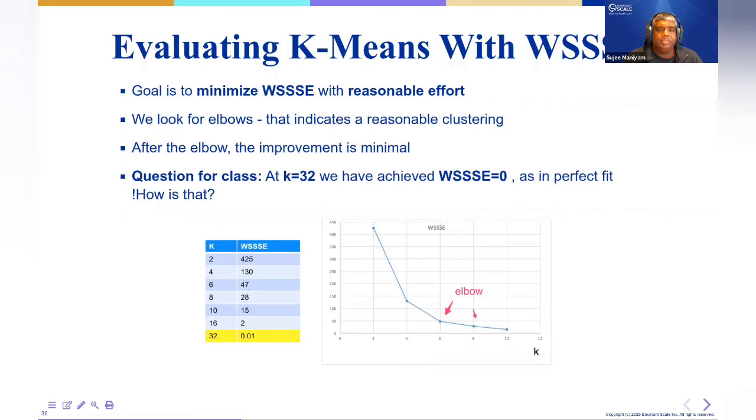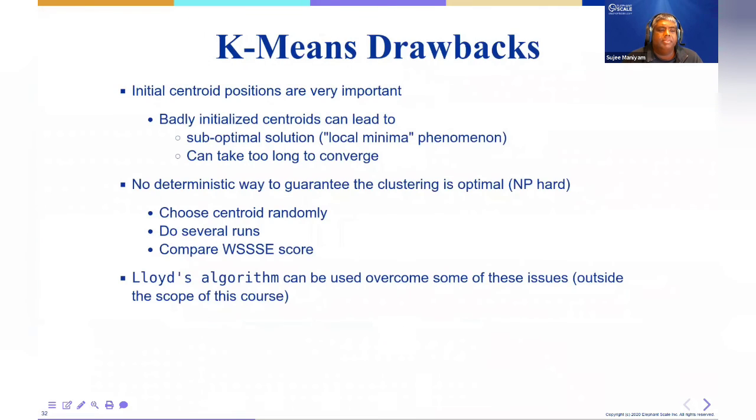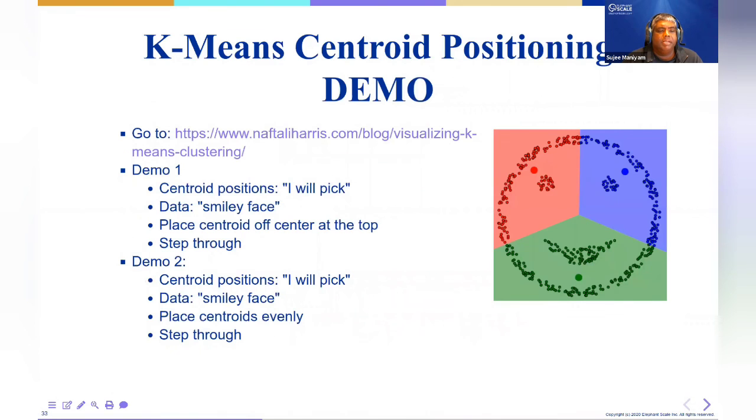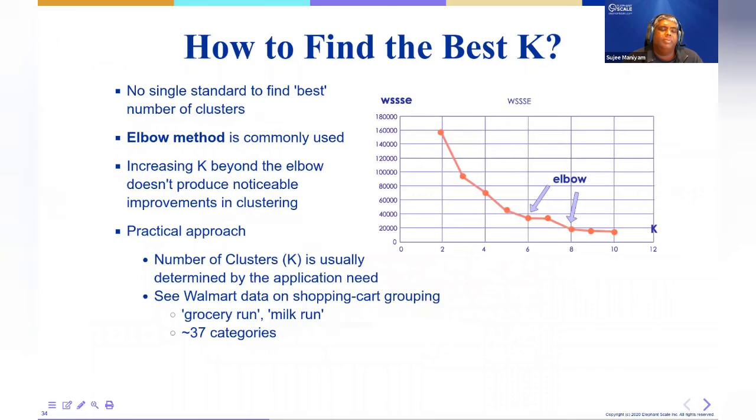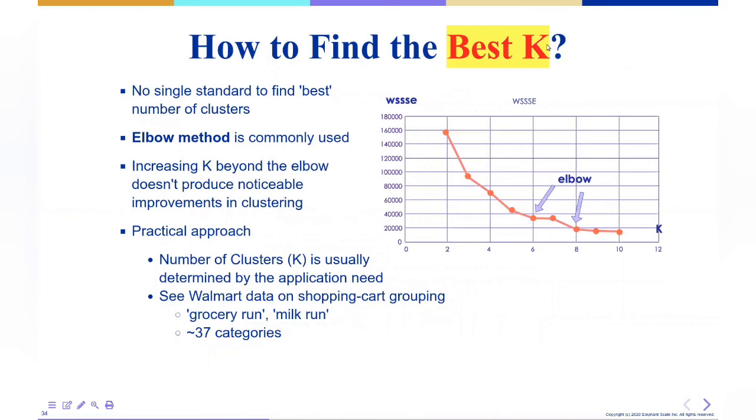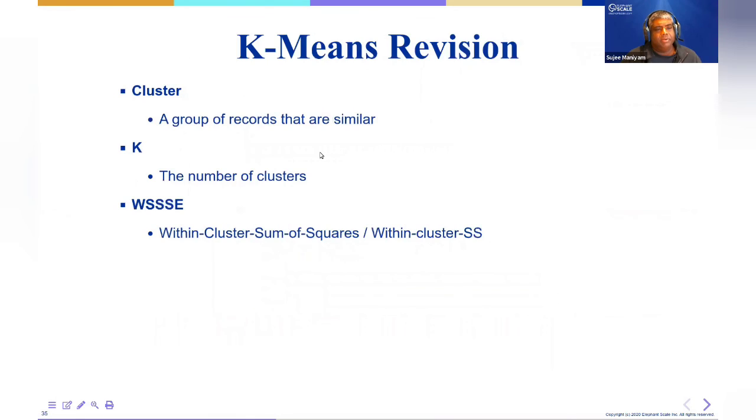So, any question on this one, guys? K-means we understand, right? So how do we find the best K? Basically, we find the elbow region. Good, guys. So let's see what else.